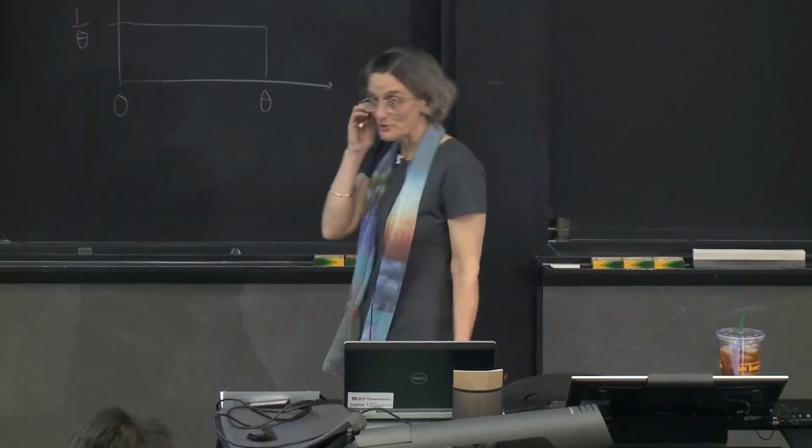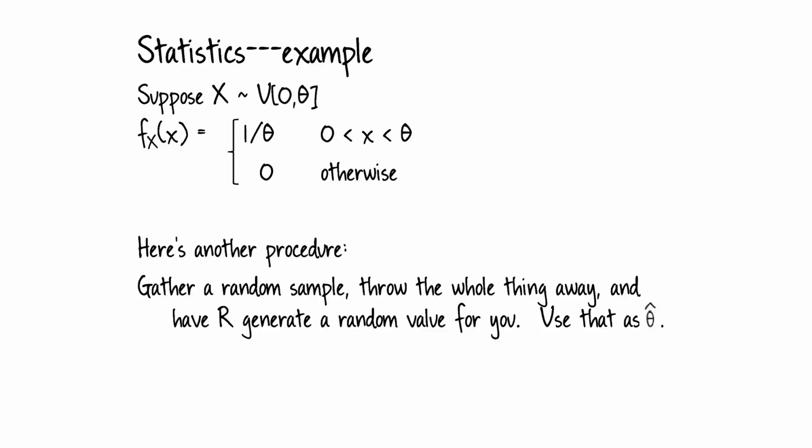Here's another procedure. Gather a random sample, compute the sample median instead of the sample mean. The median, I'll remind you, is the number above and below which half of the sample falls. Then multiply that by 2 and use that as theta hat. Seem reasonable? Yeah. So I can tell you that also is a reasonable estimator, and it has particular properties that we can talk about later.